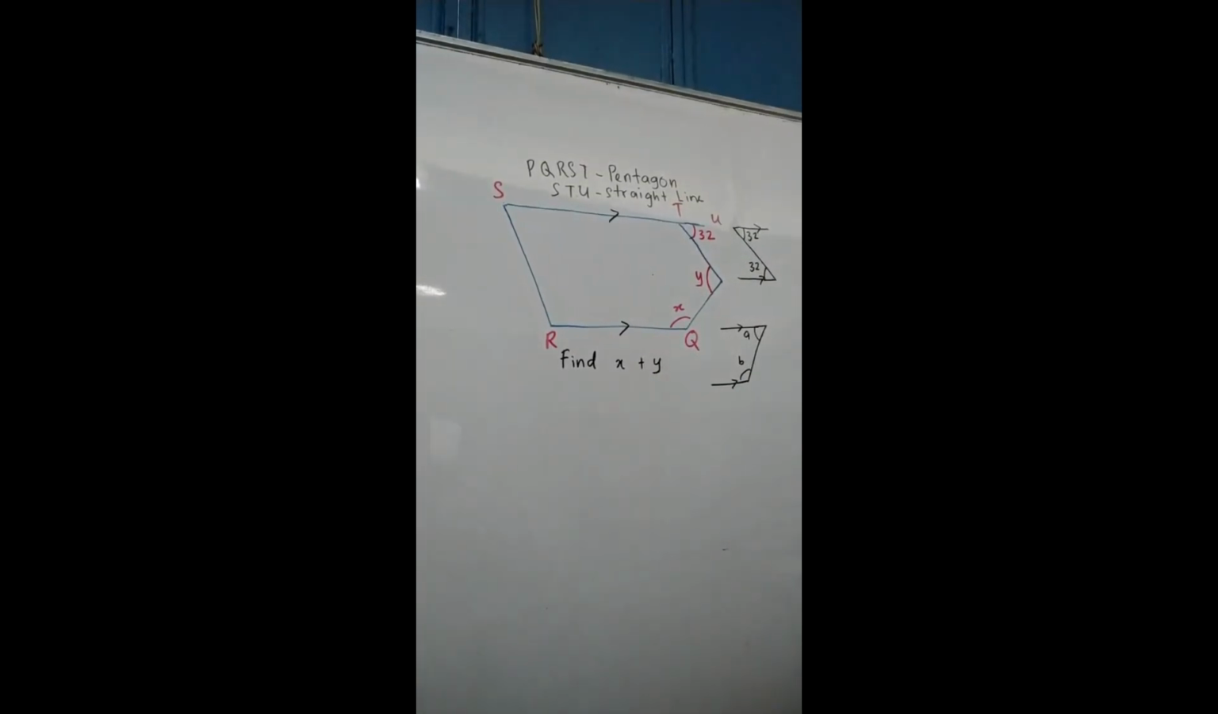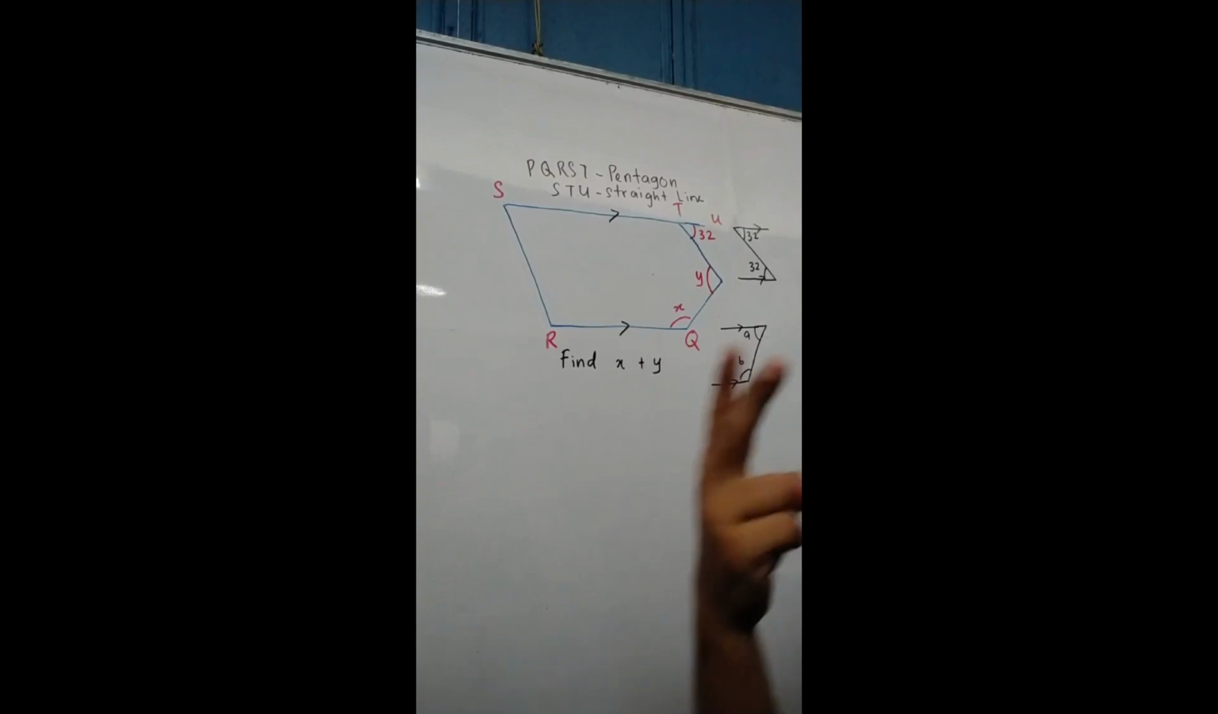Hello, we have a problem on angles here. Given that PQRST is a pentagon and ST is a straight line, you have to find x plus y. So we have two rules that we have to follow.